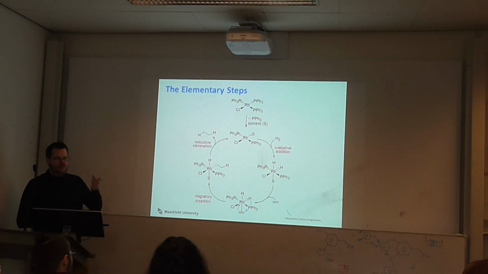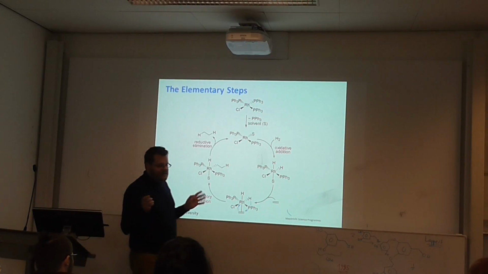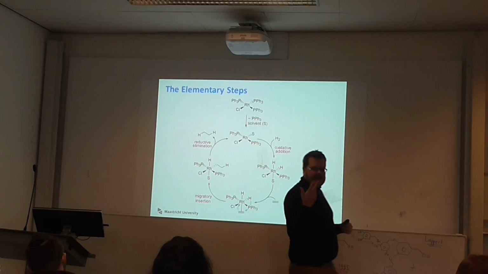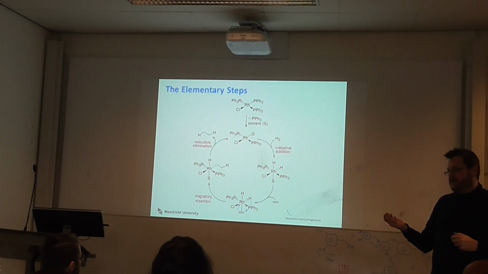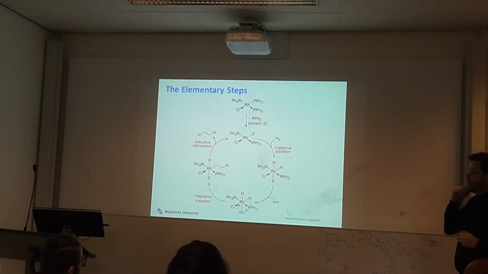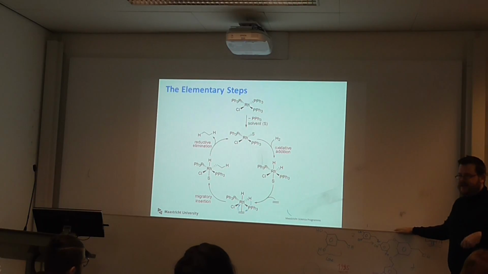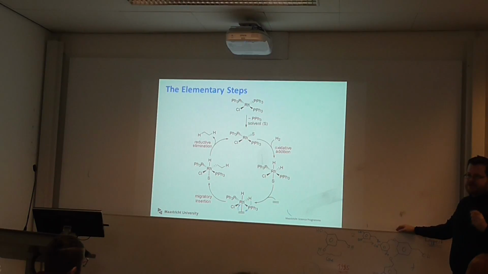Migratory insertion in the conventional sense is, for example, if you have a CO inserting into a metal carbon bond to get an acyl complex, which we saw incidentally in which catalyst process? Well, in carbonylation reactions. That's one of the key steps. Remember the migratory insertion into a metal carbon bond.